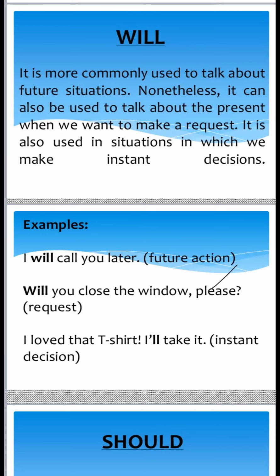Then for an instant decision: I love the t-shirt, I will take it. If you are going shopping and you find some good stuff, you decide, I'm loving this, so I will take it or I will buy it. So that is a random decision that you have made. For random decisions we use will.